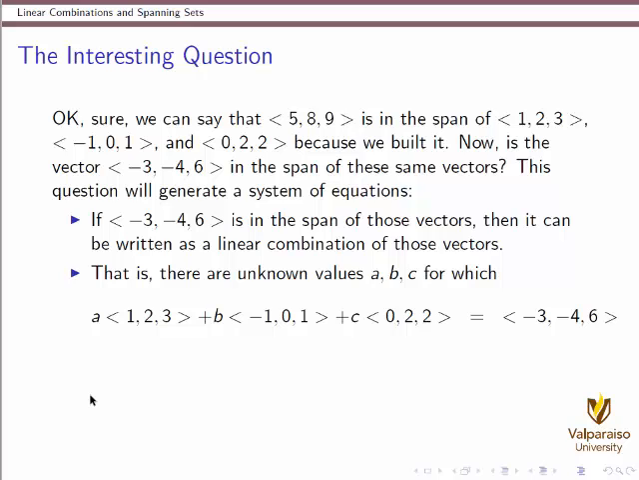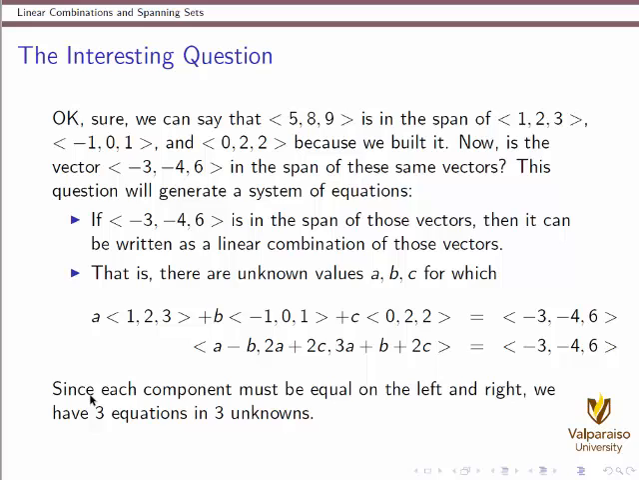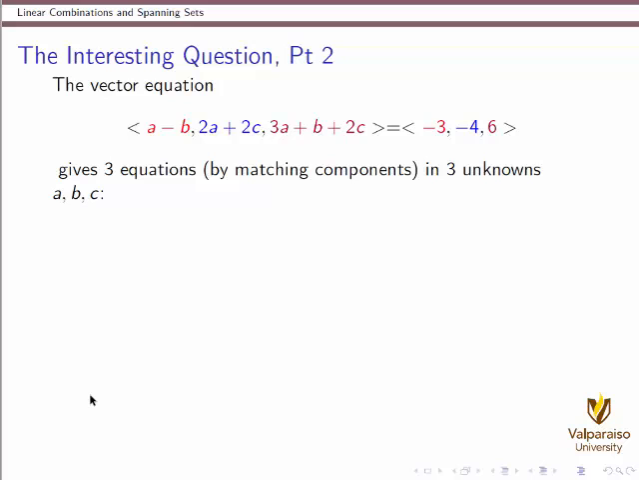Now, the way you match the left side to the right side is by going through each of the components. So, for example, in order to produce that negative 3 in the first component on the right-hand side, you would add together 1a, negative 1b, and 0c, so just a minus b. To produce the negative 4 on the right-hand side, you would put together all the second components, such as 2a, 0b, and 2c, so 2a plus 2c, and then same for the third. So matching each of the components from left to right, you get three equations in three unknowns.